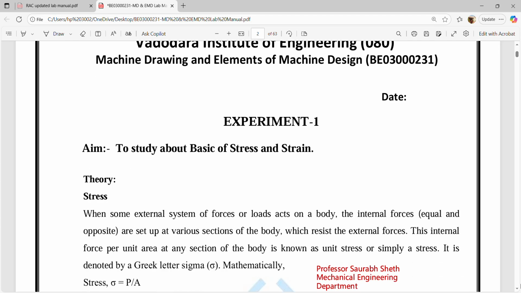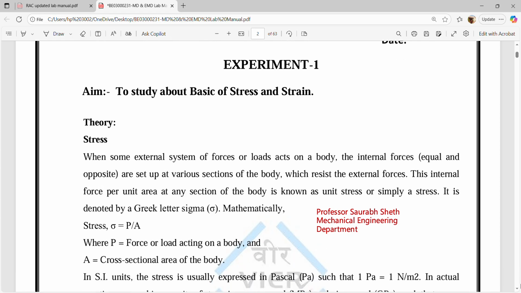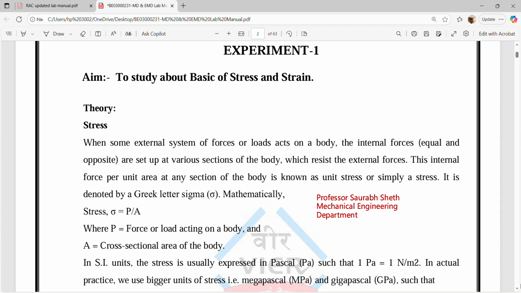This internal force per unit area at any section of the body is known as unit stress or simply a stress. It is denoted by a Greek letter sigma. Mathematically, stress sigma is equal to P by A, where P is force or load acting on a body and A is cross-sectional area of the body.